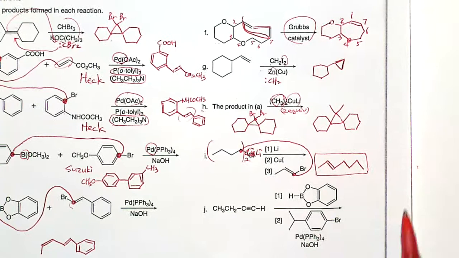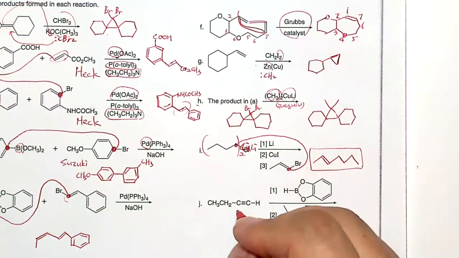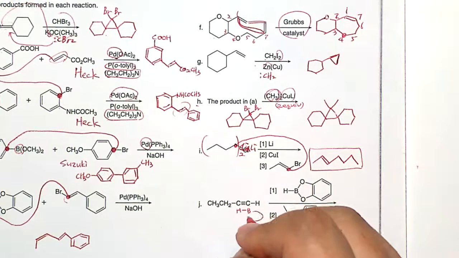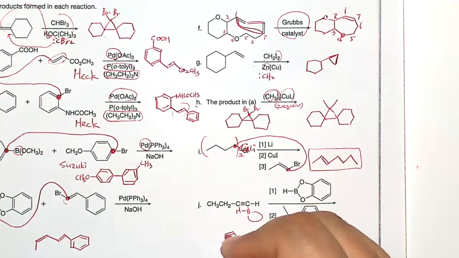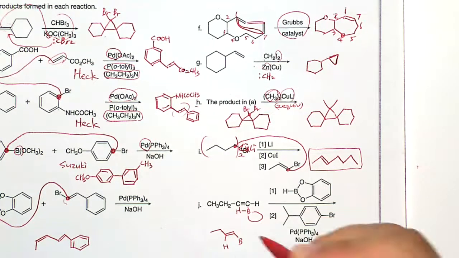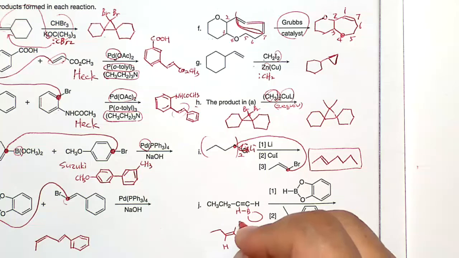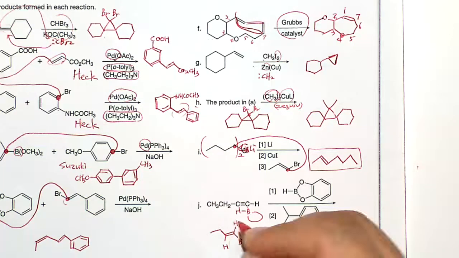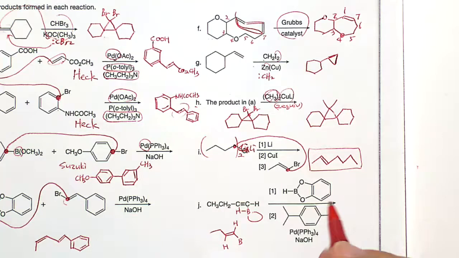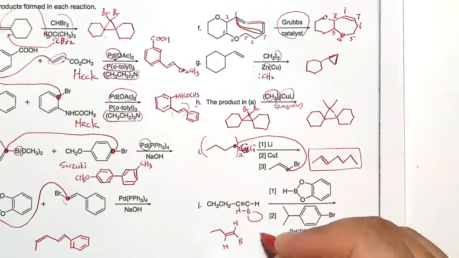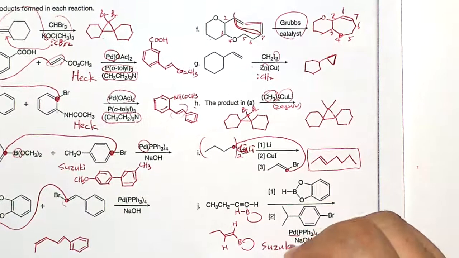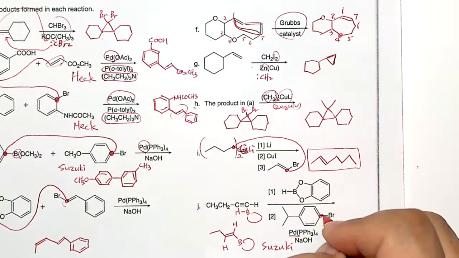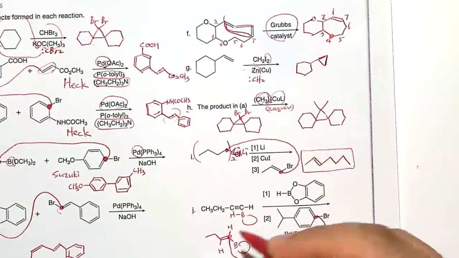So butyl group is on. That's organocuprate. The last one, H, E here will be added. That's gonna be new boron product, the boron reagent. The palladium with boron is Suzuki, and that carbon will be connected to this carbon.